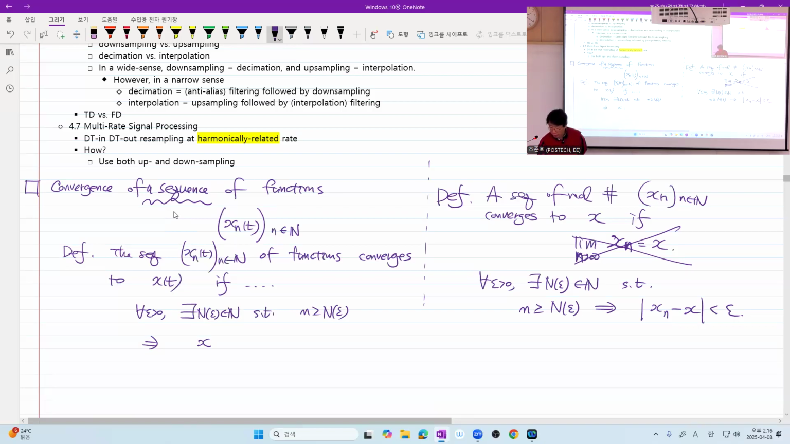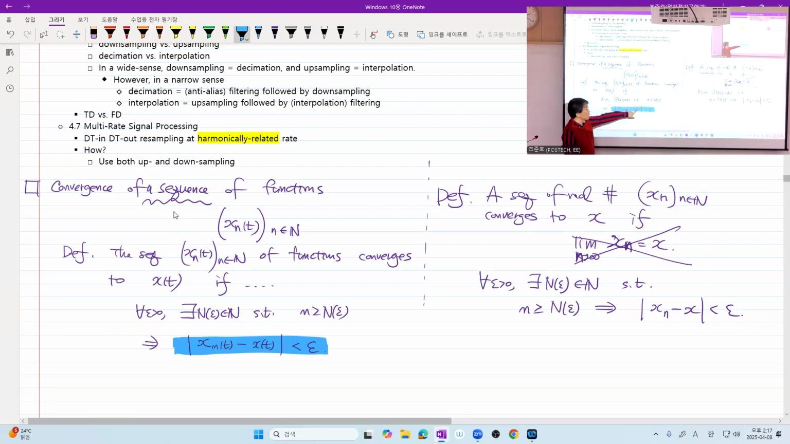Yeah. So |x_n(t) - x(t)| < epsilon. Here you suddenly notice that something's wrong. What is wrong? As I told you, when you have a parameterized equality or inequality, how many equalities or inequalities do you have? I'm not talking about n, I'm talking about t in this case.